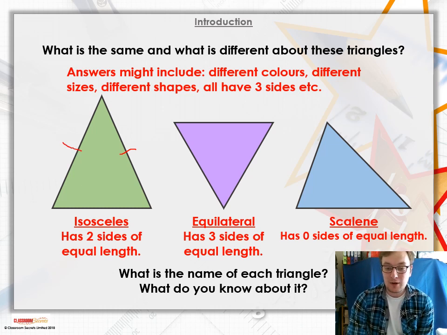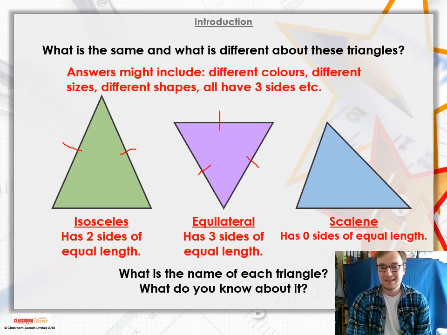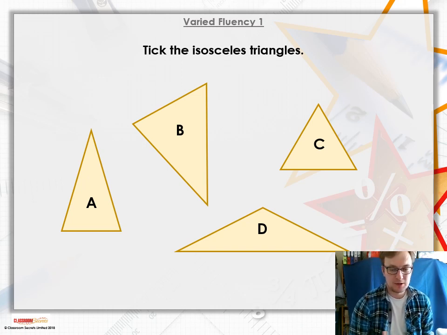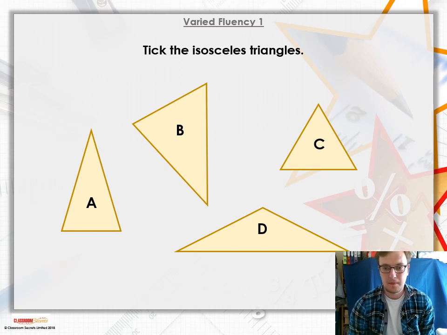Secondly, we've got an equilateral triangle which has all three sides of equal length. And finally is scalene, and these have zero sides of equal length. And for your second question, I would like you to write down the letter of the isosceles triangles that you can see on the screen here. Have a go in your book at home, pause the video, and then I'll tell you what the answer is.